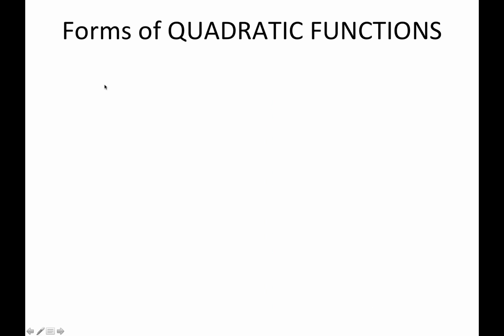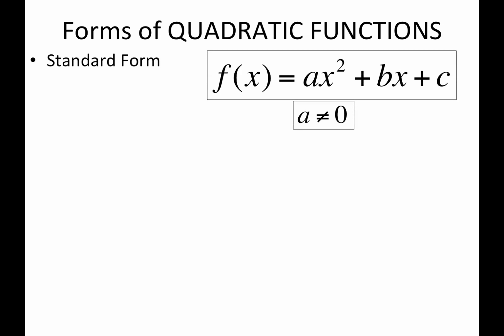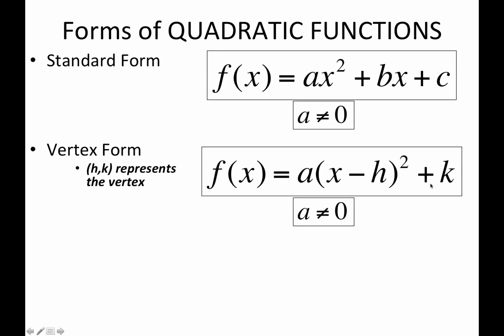There's certain different forms you can have for quadratic functions. The first one is called standard form, and it's the one we used in the definition: f of x equals ax squared plus bx plus c when a is not equal to 0. There's also vertex form, which looks like this. It's a times the quantity x minus h squared plus k. And this h and this k actually represent the vertex. That's why it's called vertex form.